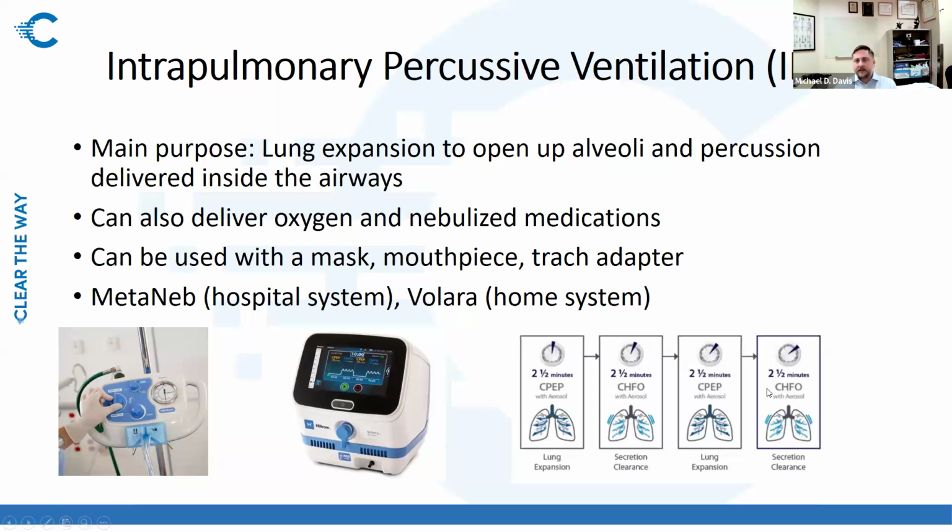The next device I'll talk about here is IPV, intrapulmonary percussive ventilation. So this is a large device. It's not as portable and handheld as those PEP devices and oscillatory PEP devices I just talked about. But a way you can think about this is that it's effectively a gas compressor. And so it blows gas in through a mouthpiece while you're inhaling that helps, again, open up those airways and those alveoli like we want to help get those secretions out. But then it also percusses.